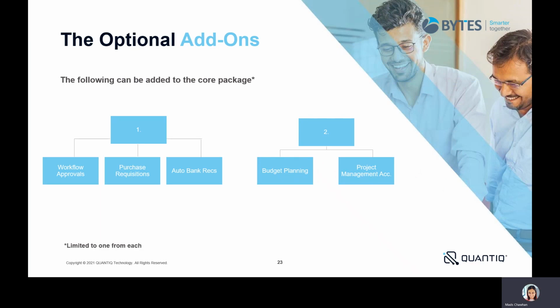Now, as mentioned, there will also be add-ons, and in the case of QuickStart Finance, we can see the add-ons here that are available on the screen, and you can pick one from each section. So from section 1, we've got workflow approvals, purchase requisitions, and then auto bank reconciliation. And then in section 2, we've got budget planning and project management accounting. Now, having these options allows you to ensure that you've got all your business critical processes covered.